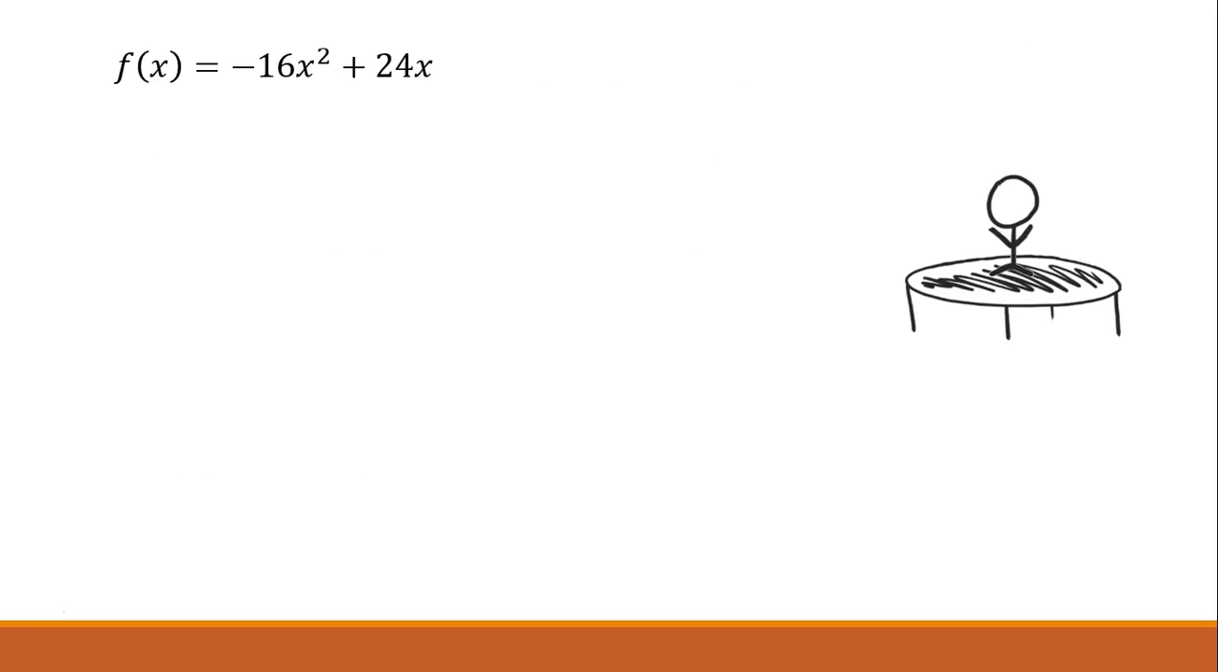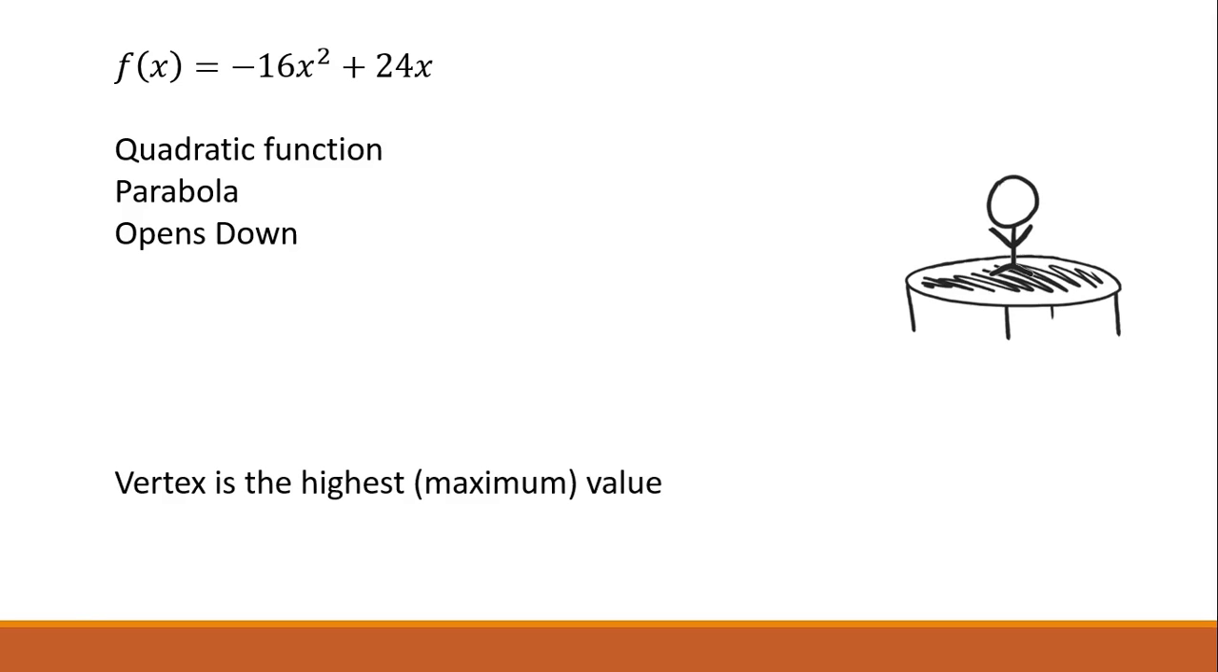Well, this is the equation that describes Alexis's motion. We know that it's a quadratic function because it's a polynomial function. That tells us that the graph of this function would be a parabola. We also know that that parabola would open down because the coefficient of the squared term is -16. The vertex then is going to be the highest point on this parabola, so the vertex will give us the maximum value for the function.